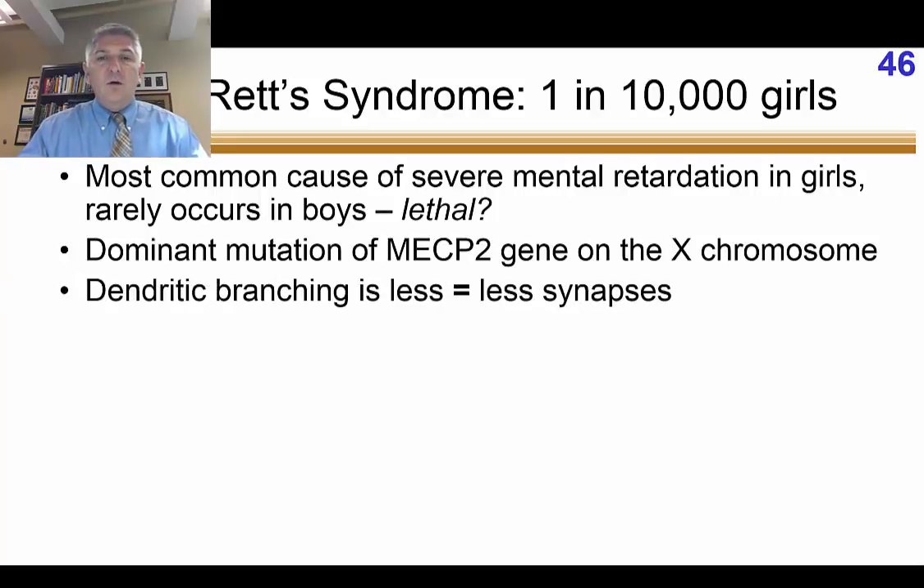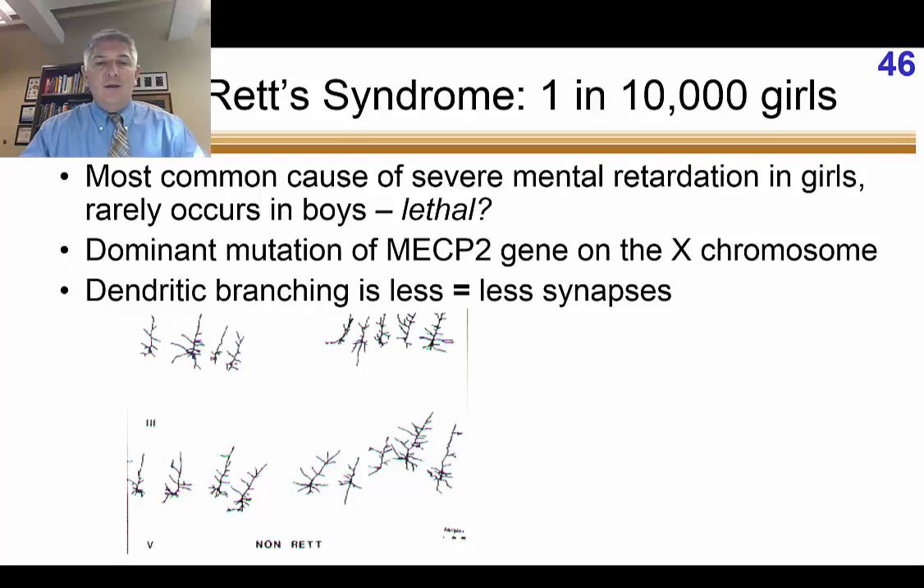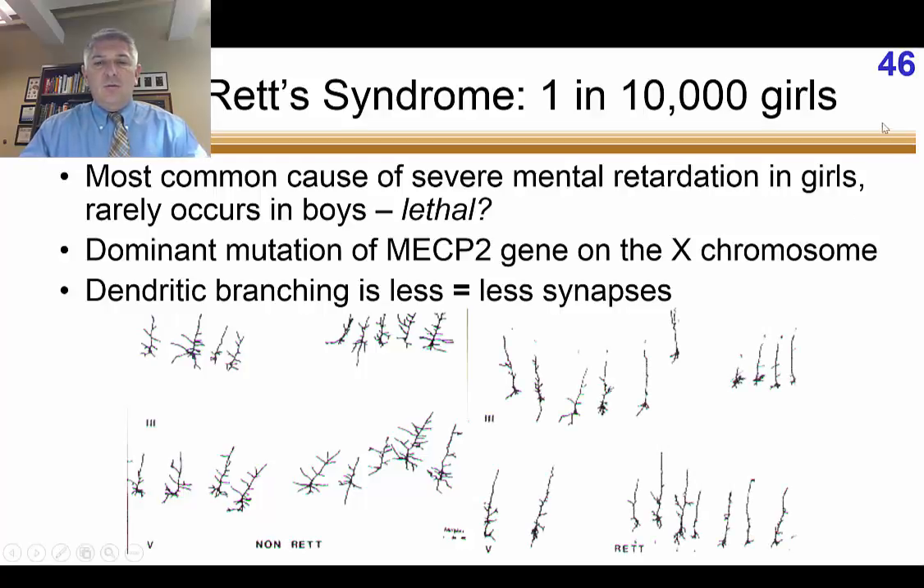And what does it do? Well, it impacts dendritic branching. So here we see neurons from an autopsy brain of a girl that had Rett syndrome, and we see much, much fewer connections, to the point that it becomes difficult to cognitively function, compared to a non-Rett brain. All right, so connectivity in the brain is very, very important.